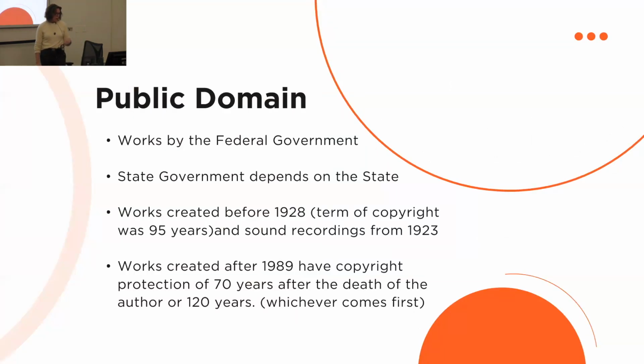Other things that do not get copyright protection are those in the public domain. So all works by the federal government are automatically in the public domain. State government works, it depends on the state you are in. And looking at the New York State government office, they do maintain some copyright on some of their documents, and some they put into the public domain. So if you're interested in working with that content, you really need to look at what they're holding copyright on and what they're putting into the public domain.